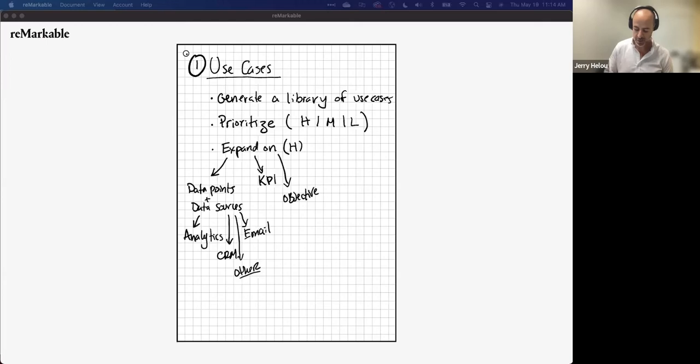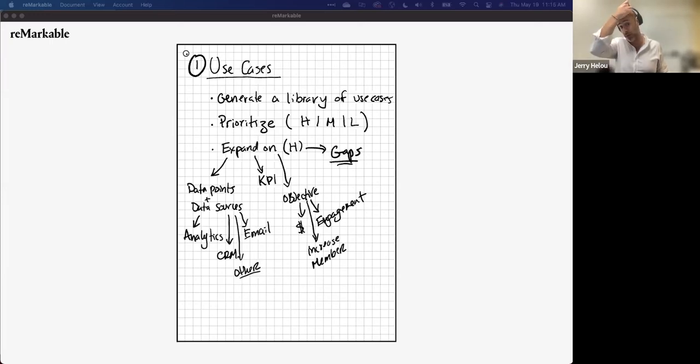Is the objective financial, or is it engagement? Whatever is the objective of this, maybe you want to increase your member base, whatever that thing is. Think about what is the objective, and then what would be something we all kind of overlook, which is actually the gaps that you think we might run into.